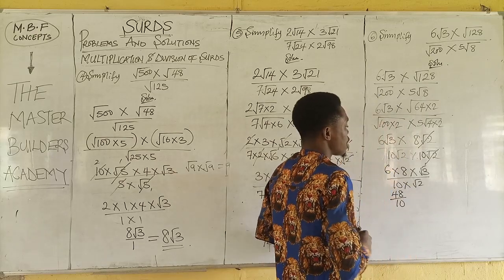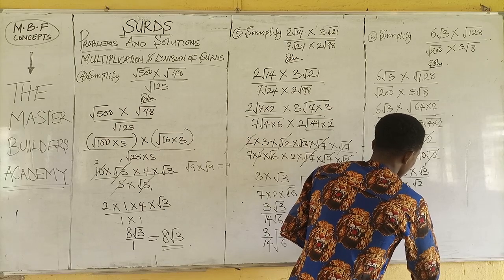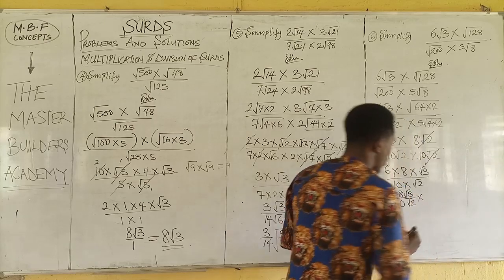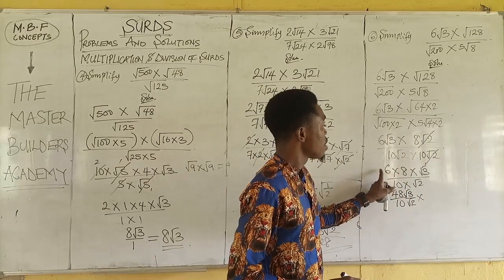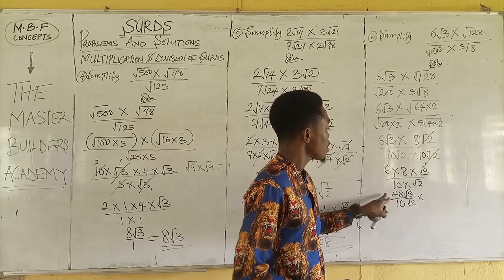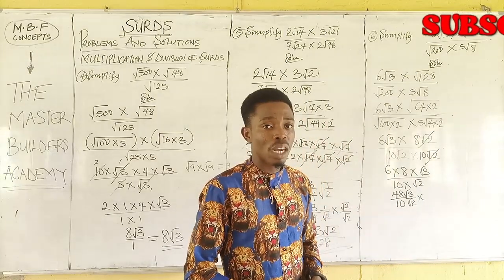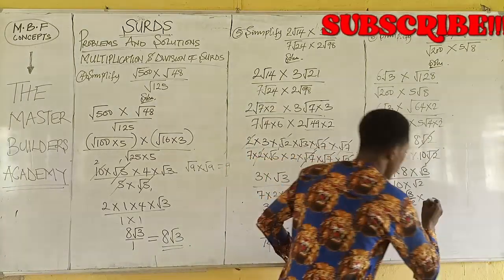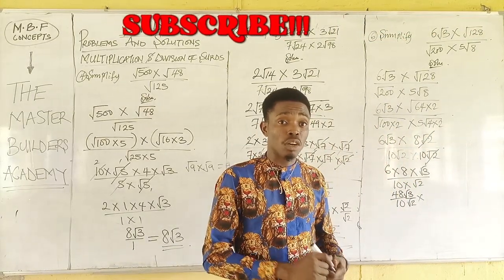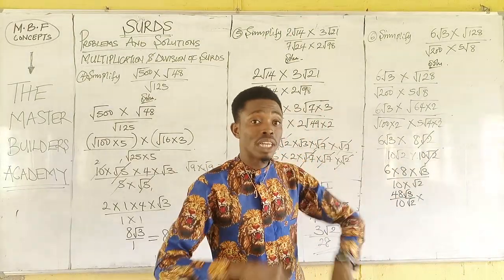And of course, since we have a square root at the denominator, all we need to do now is to rationalize. Now this is what we have: 6 times 8 is 48 root 3, and 10 times root 2 is 10 root 2. Now that we have a root at the denominator, we need to rationalize. To rationalize, what we simply do is to look out for the square root at the denominator, and the square root at the denominator is root 2. So we are going to multiply both the numerator and the denominator with root 2.